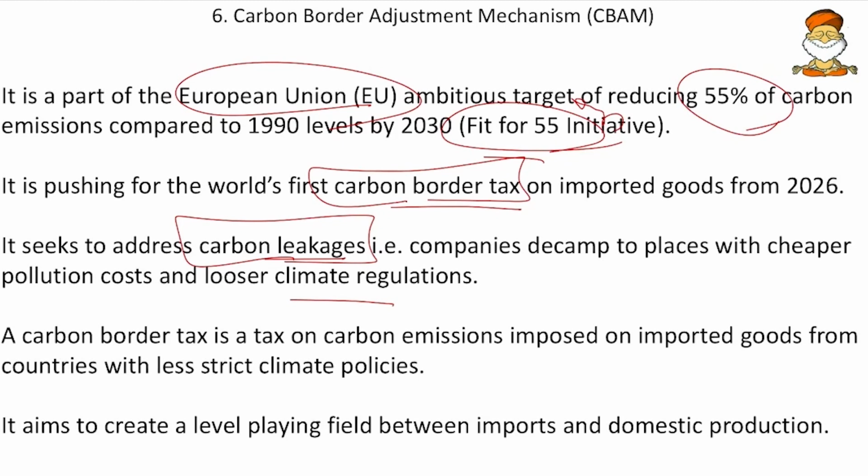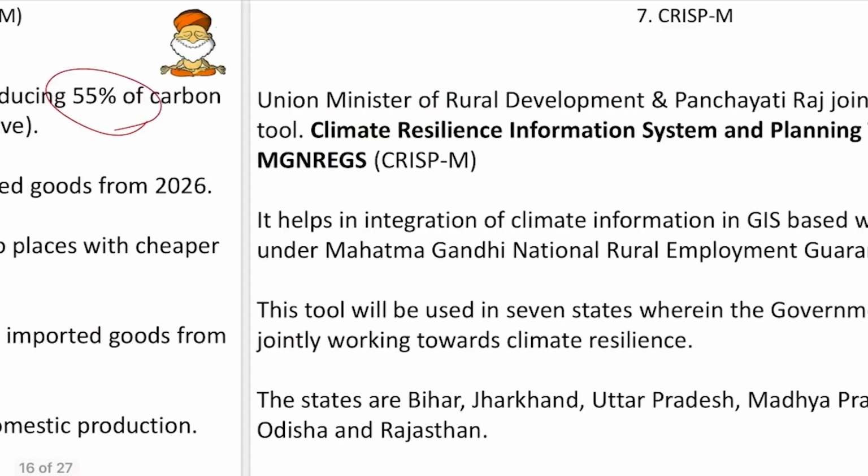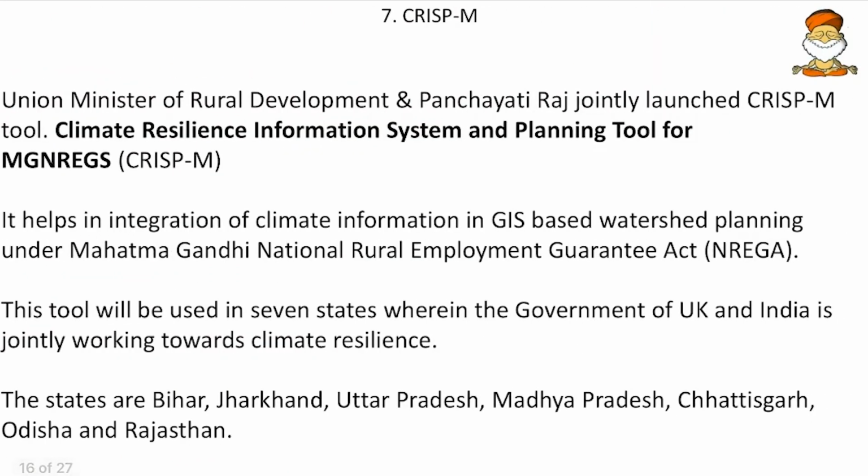Then the carbon border tax is a tax on carbon emissions imposed on imported goods from countries with less strict climate policies. So the sentence is self-explanatory, and it aims to create a level playing field between imports and the domestic production. So remember the carbon border adjustment mechanism of European Union, and also remember what is carbon leakage and what is carbon border tax.